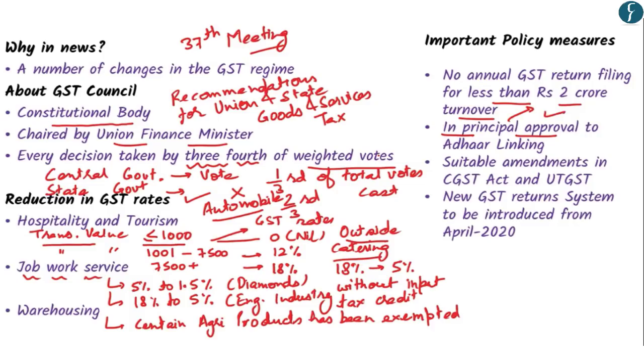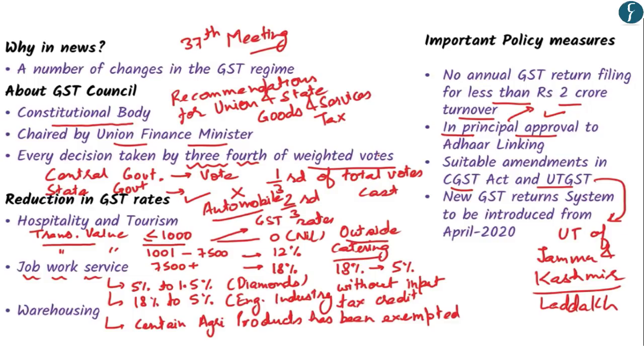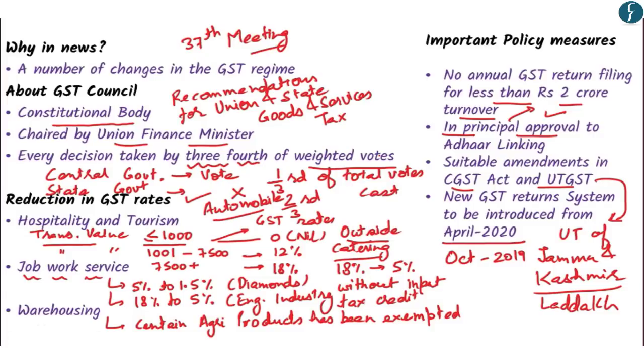Suitable amendments in CGST or Central GST Act and Union Territory GST Act and the corresponding state GST Acts in view of creation of Union Territories of Jammu and Kashmir and Ladakh. New GST return system to be introduced from April 2020. Now you must know that it was earlier proposed that new system will come in place from October 2019. This has been done to give ample opportunity to taxpayers as well as the system to adapt to the new system. Let's move to the next article.